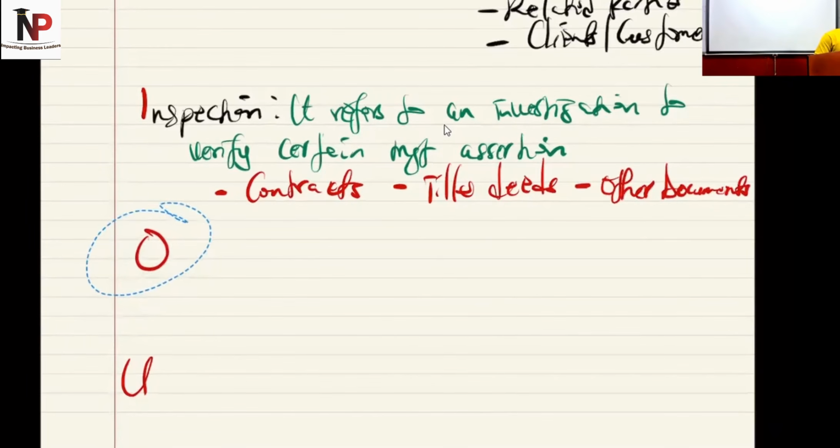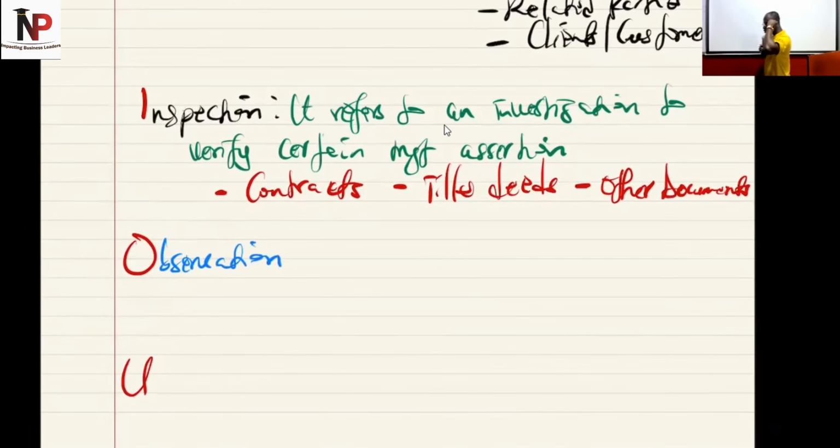Once we inspect, we need to see whether things are done in the manner that they are supposed to be done. And that is O for observation. Observation is where the auditor tries to see whether internal controls are working in the manner that is expected.